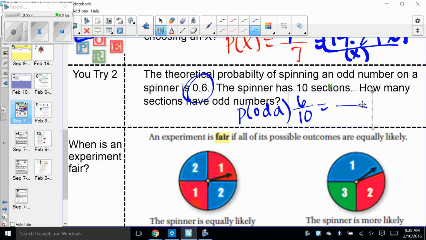So kind of a trick question here. If you had 10 sections, how many would you expect to get an odd number? Well, we said right here, this is the equivalent of 6 out of 10. If you have 10 sections, then you're going to expect to get odd 6 times. Sort of a trick question there. So 6 out of 10 chance of getting an odd number based on what we think should happen.